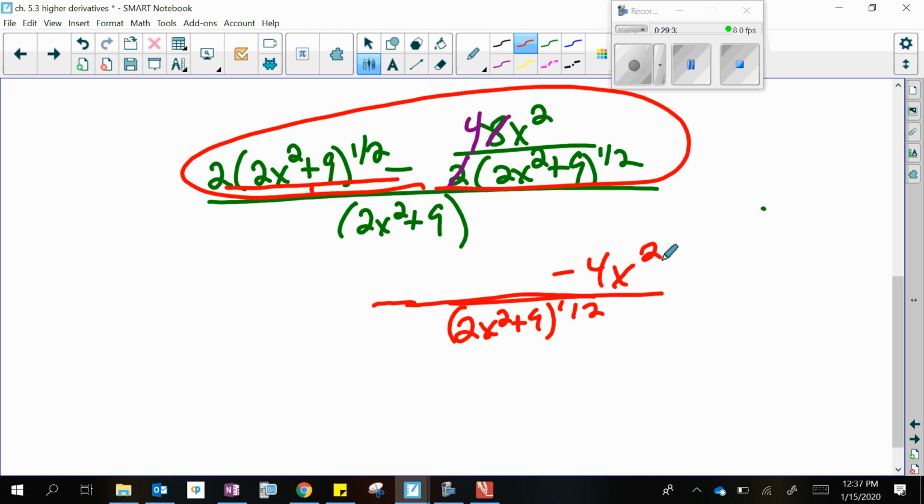Does that make sense? Now, what do I have to do to make this have this denominator? What do I do? Multiply it by 2x squared plus 9 to the 1/2, right? So I'm multiplying top and bottom by 2x squared plus 9 to the 1/2. This just becomes this one, right? It just gives me my denominator. What is 2x squared plus 9 to the 1/2 times 2x squared plus 9 to the 1/2?